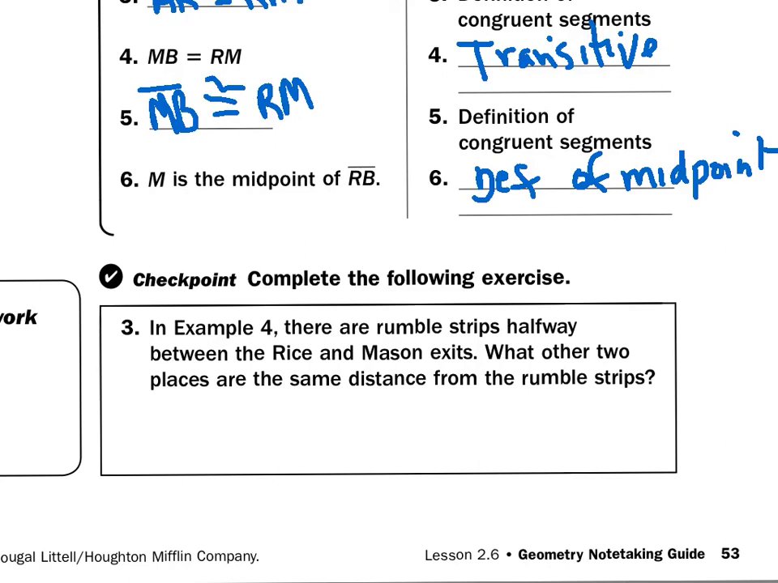If you've never heard of a rumble strip, that's the bumps in the road that makes your car go boom, boom, boom, boom when maybe you're coming up to a stop sign or something. And so draw that diagram out and see if you can answer number 3.